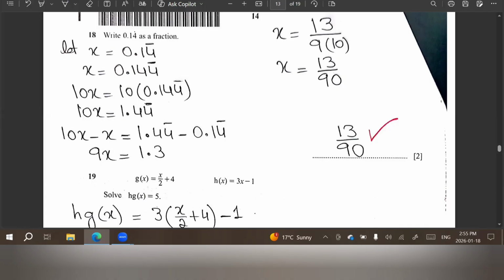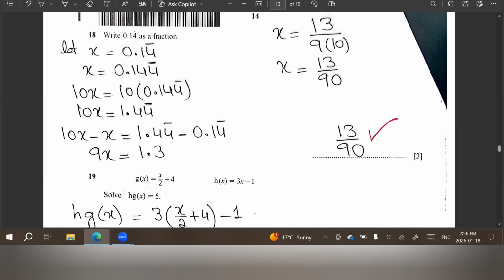Then you will subtract these two from each other. So 10x minus x, and on this side you will have 1.44 bar minus 0.14 bar. The 4 bar will be cancelled. 1.4 minus 0.1 is 1.3. So 10x minus x becomes 9x. So x will be equal to 13 when you remove this decimal, you put a 10 downstairs. So you will have 13 by 10, and this 9 will also come downstairs here. So you will have 13 by 90. So your answer is 13 by 90.